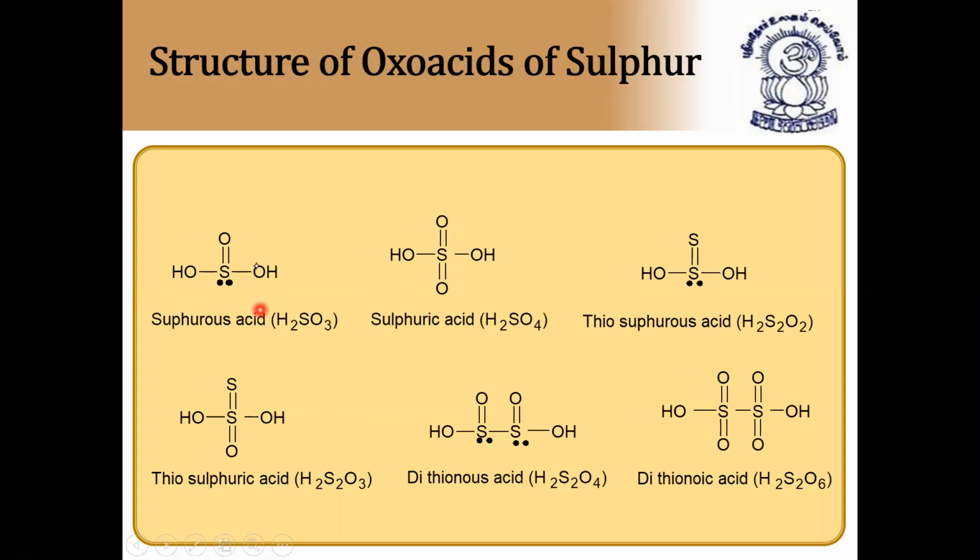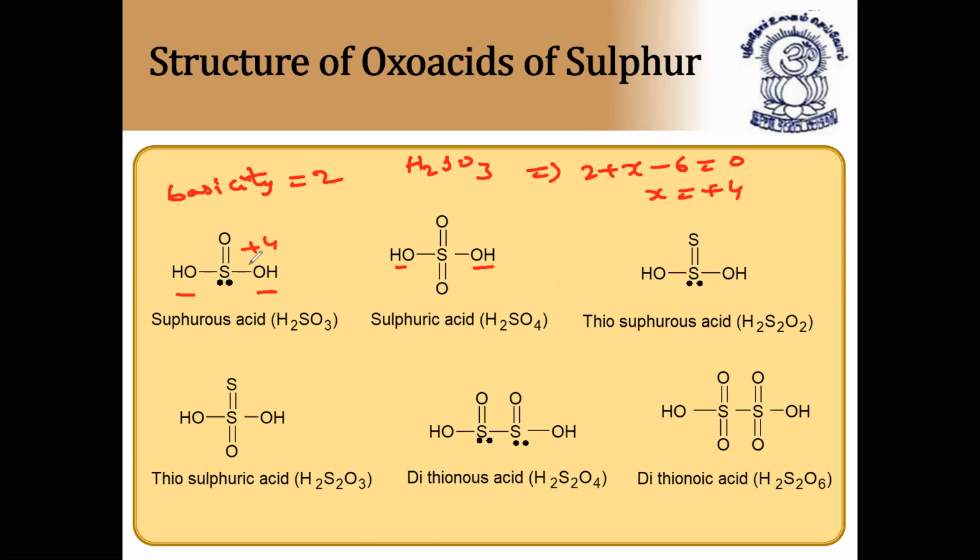Let us discuss now what are the important oxoacids of sulfur. First one, sulfurous acid. Sulfurous acid has one lone pair of electrons and 2 OH groups. So basicity is 2, as I told you, all oxoacids of sulfur have basicity 2 because they have 2 OH bonds. This is called sulfurous acid, H2SO3. It is less acidic than sulfuric acid. The oxidation state of sulfur in H2SO3: 2 plus x minus 6 is equal to 0, implies x is equal to +4.